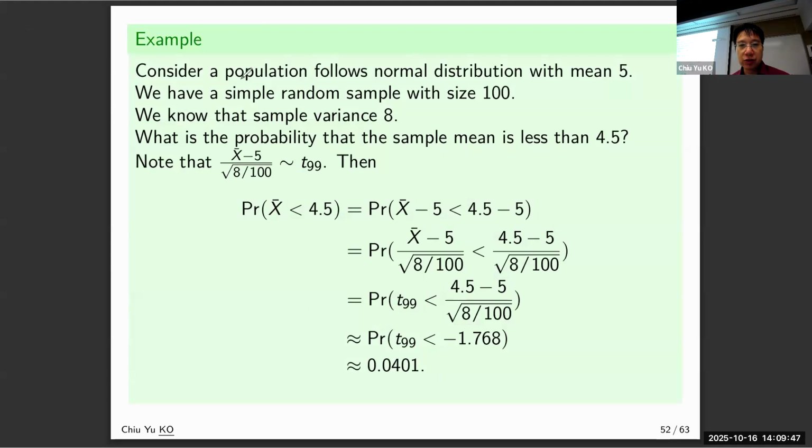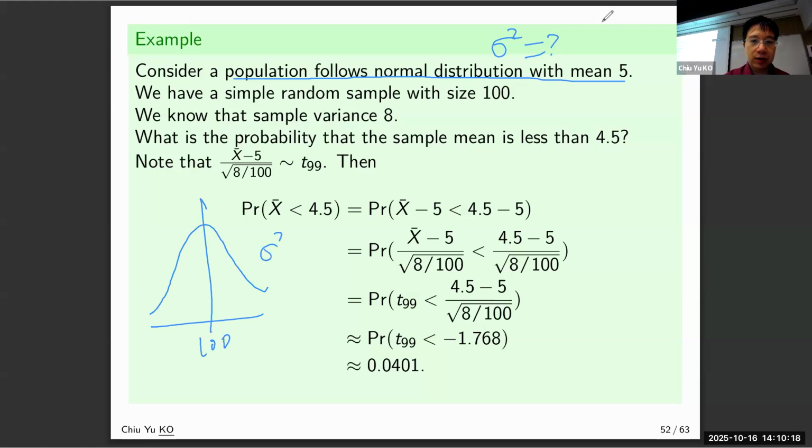We know the population follows a normal distribution with mean 5. Maybe this is IQ with mean 100. We do not know the sigma squared; sigma squared is unknown. Maybe it should be equal to a question mark. We have no idea what the shape is, but we know it's a bell curve, and it's 100 here. Sigma squared? Question mark. It's X.